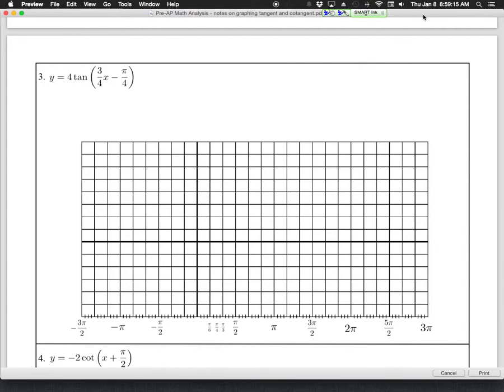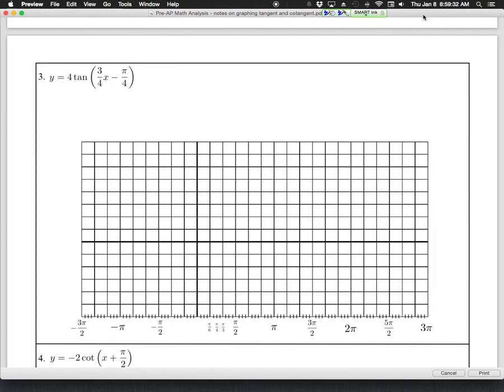So, what is the most important thing to get right when you're graphing tangent and cotangent? What side it goes up on? Which side it goes up on, and what else? Where the asymptotes are at. The asymptotes are the key to graphing tangent and cotangent. If you get the asymptotes in the right place, you're going to be good to go.